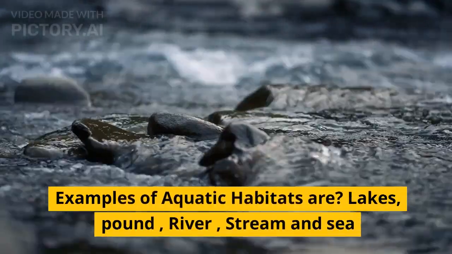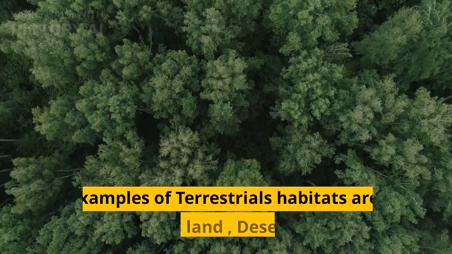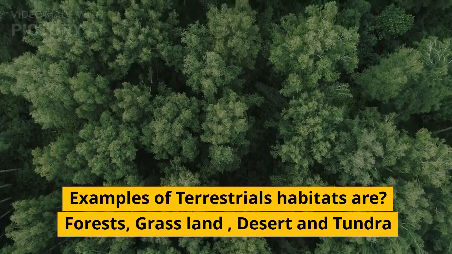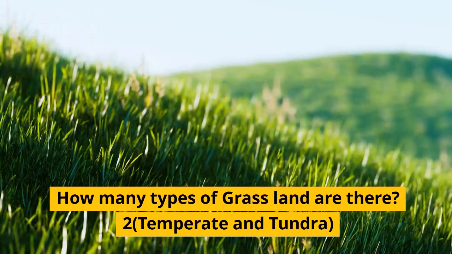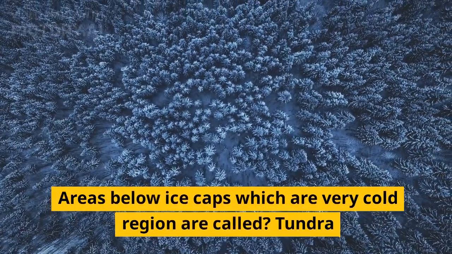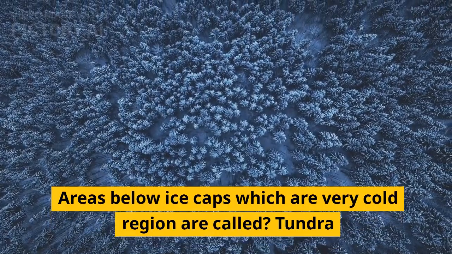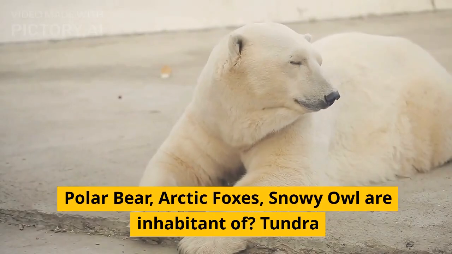Examples of aquatic habitats are lakes, ponds, rivers, streams and sea. Examples of terrestrial habitats are forests, grassland, desert and tundra. How many types of grassland are there? Two. Temperate and tundra. Areas below ice caps which are very cold regions are called tundra. Polar bear, Arctic foxes and snowy owl are inhabitants of tundra.